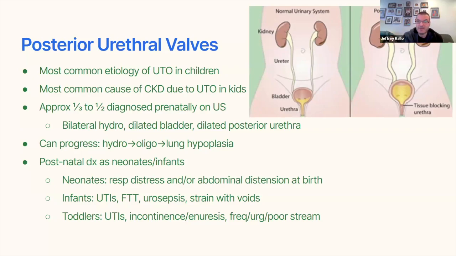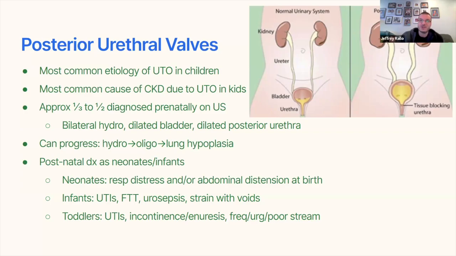About a third to half of them are diagnosed prenatally on ultrasound, if they get prenatal ultrasounds, because you'll see the triad of bilateral hydronephrosis, a dilated bladder, and a dilated posterior urethra, which is called the keyhole sign. And I will have a picture of that so you can look for it on your bladder ultrasounds going forward.